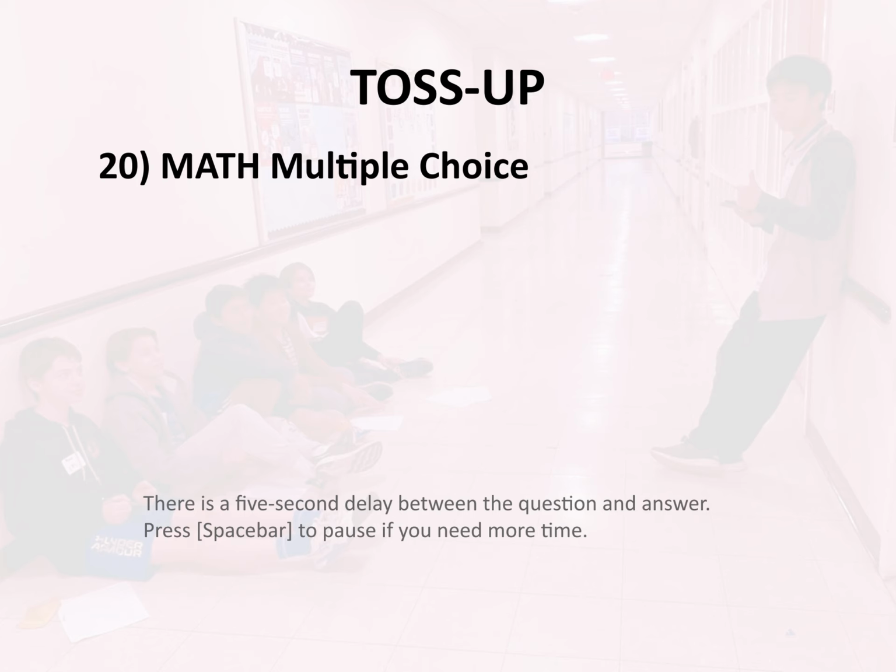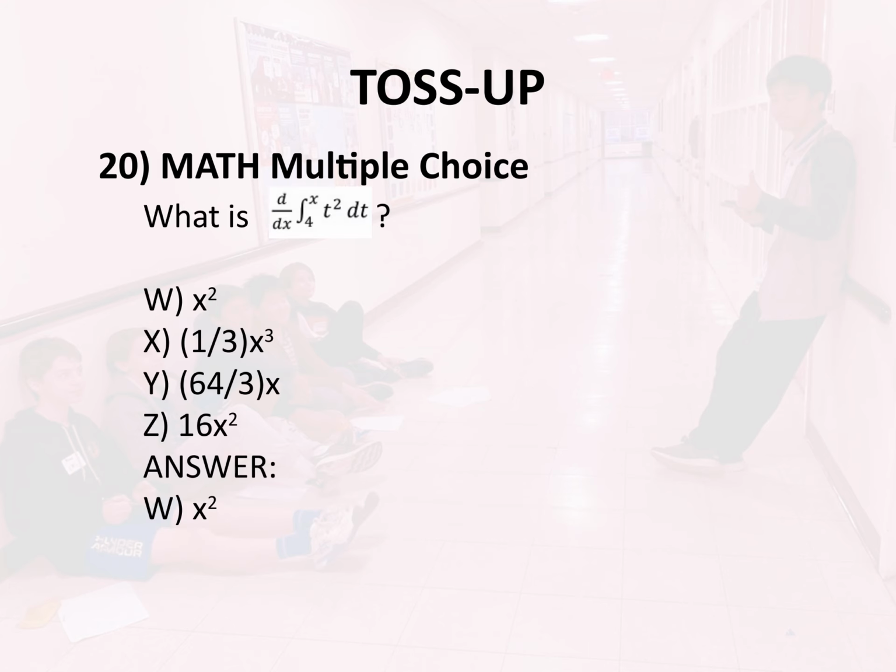Toss-up, 20. Math. Multiple choice. What is the derivative with respect to x of the integral from 4 to x of t squared dt? W, x squared, X, 1 over 3 times x cubed, Y, 64 over 3 times x, Z, 16x squared. Answer. W, x squared.